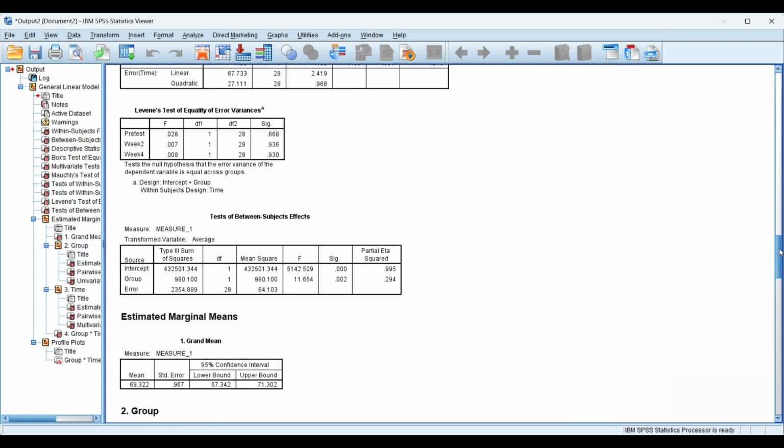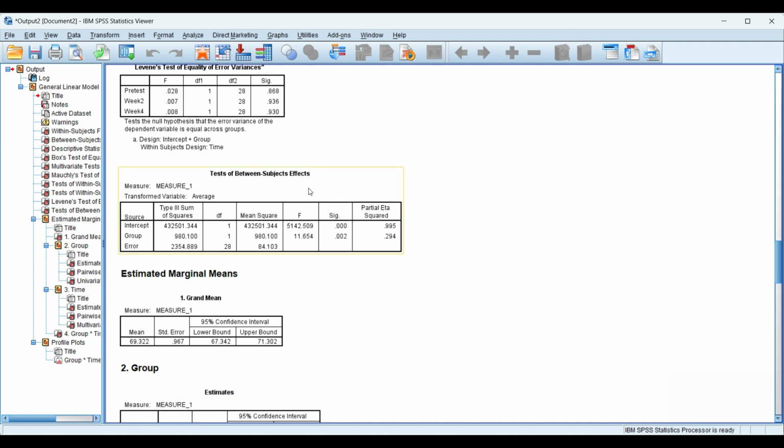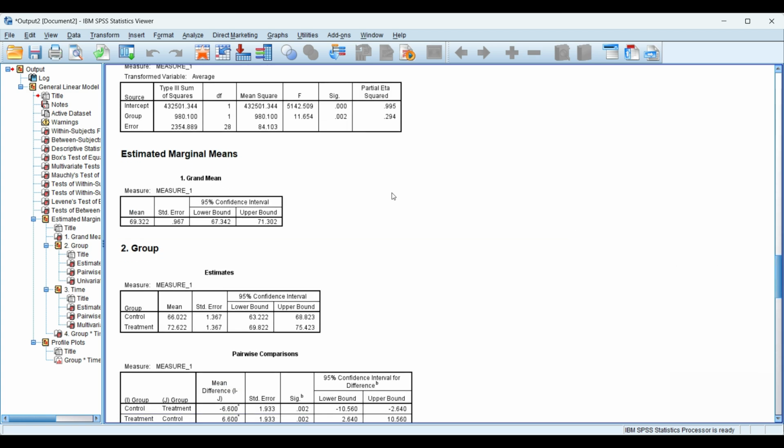Okay, now we come to the next test, the test of between-subject effects. You can see there was a significant main effect of group. The significance level is less than 0.05. So it indicates that the treatment group had significantly higher overall mean scores than the control group across all measurement occasions. Now we move to the estimated marginal means. So this is basically the overall grand mean.